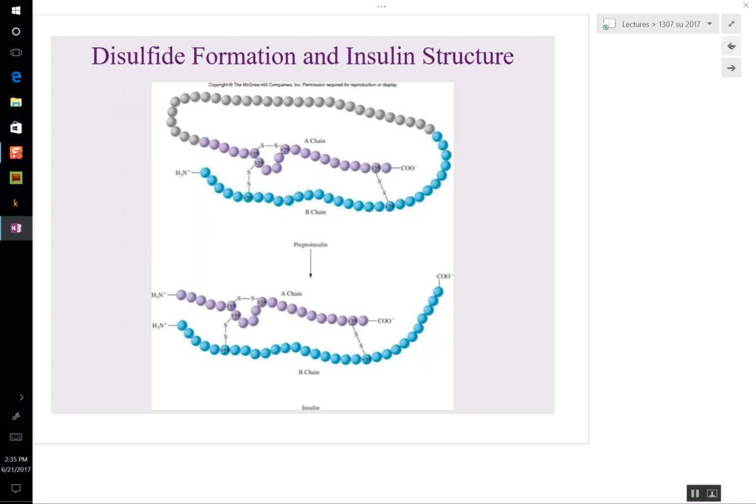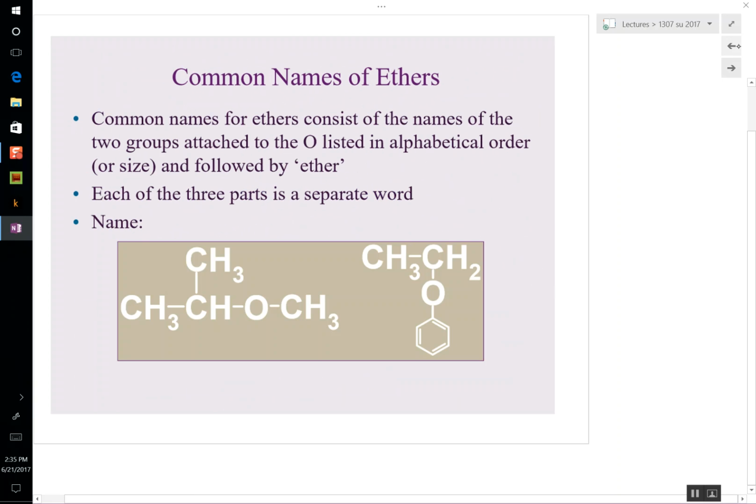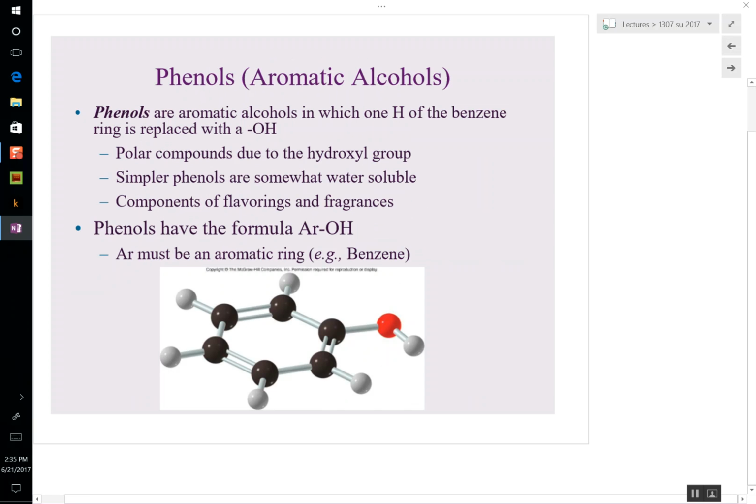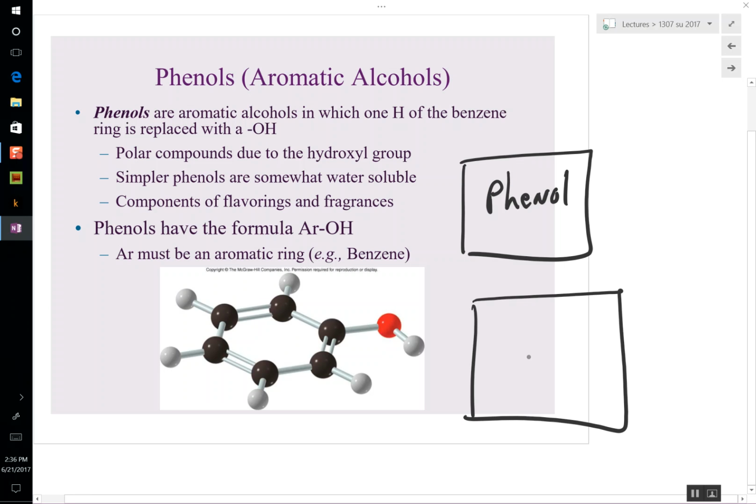Okay, we need to go back to a few more slides here. What did I skip over? I skipped over this, an aromatic alcohol. Now you should have a 3x5 card on this. So you should have a phenol, and then your structure of phenol. It's an aromatic ring, benzene ring, with an OH on it. That's an aromatic alcohol, phenol.